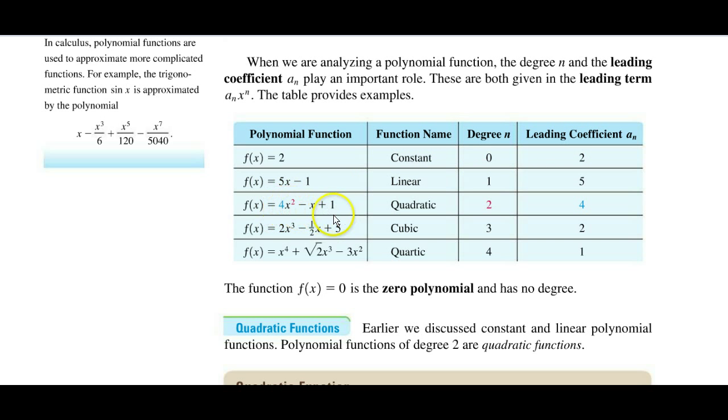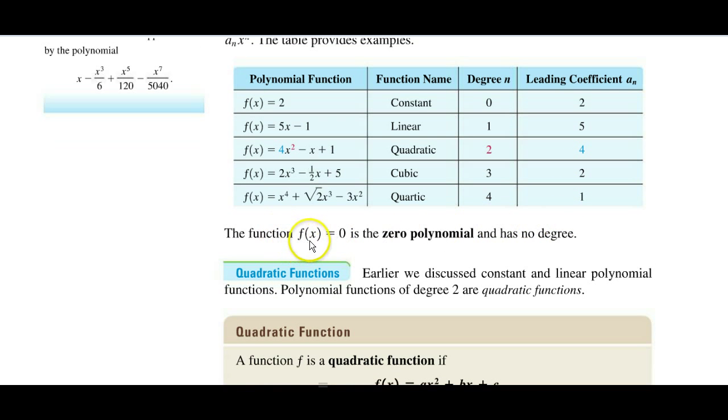So again, this is in descending order, but now our variable is to the second degree, and we call it quadratic. And the leading coefficient is 4. Now in this one, we see the variable is to the third degree. This is cubic, and the leading coefficient is 2. Now here our variable is to the fourth degree. Again, doesn't appear to be a leading coefficient, but anytime you have a variable, there's always a 1 in front of anything. And we just don't write the 1. So the leading coefficient is 1. Now, here we see the function is equal to 0. This is what is referred to as a 0 polynomial, and it has no degree.